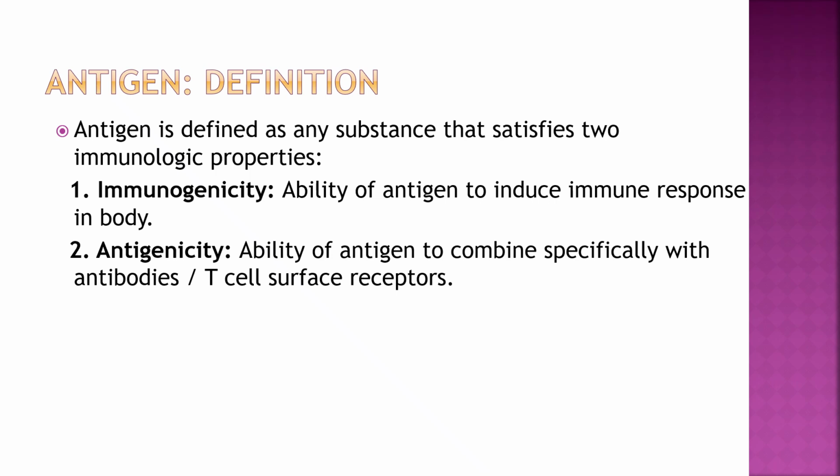So now we will see the definition of antigen. An antigen is defined as any substance that satisfies two immunological properties, that is immunogenicity and antigenicity. So what is immunogenicity? It is the ability of an antigen to induce an immune response in the body. And what is antigenicity? It is the ability of an antigen to combine specifically with antibodies or T cell surface receptors.